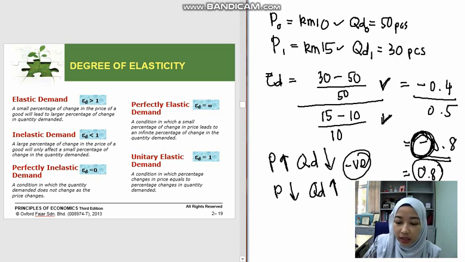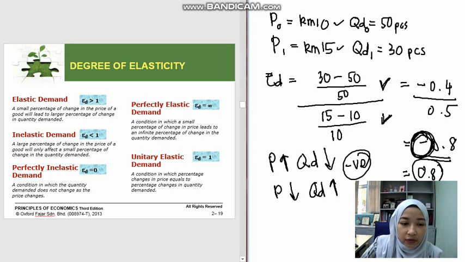Usually elastic demand is for products such as luxury products that people don't usually buy, or expensive products. When there is an increase in the price of, for example, handphones or cars or computers and so on, usually the demand will be very elastic. People will be very responsive. People will immediately reduce their purchase of that particular product.